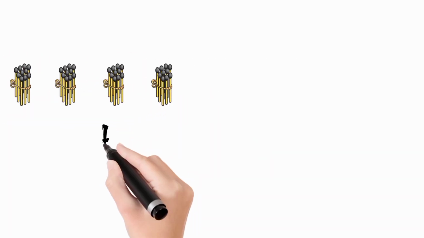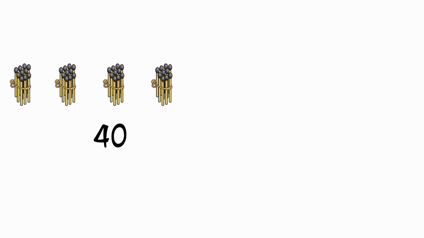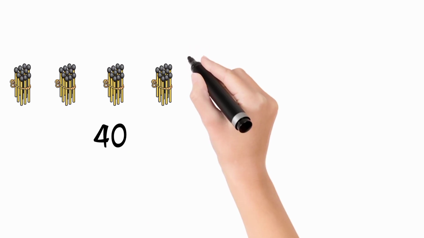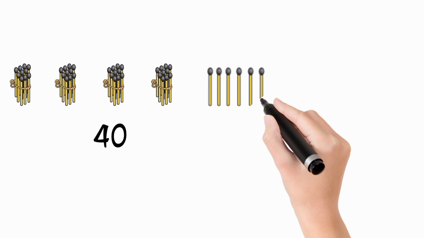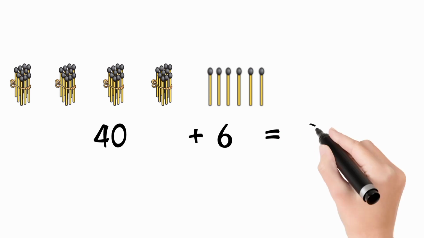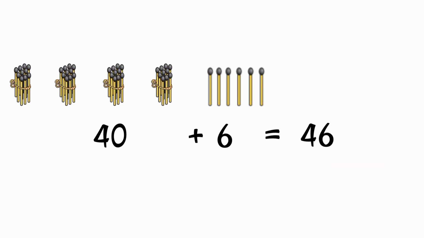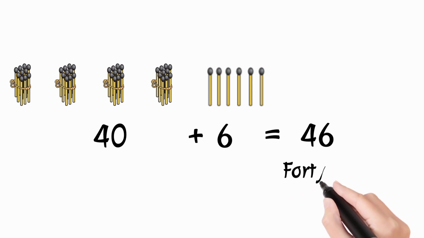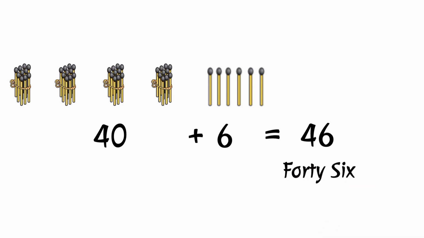Here we have 4 bundles, which means 40 and 6 loose matchsticks. So 40 plus 6 is equal to 46. 4 tens and 6 ones, 46. इसे 46 कहते हैं.